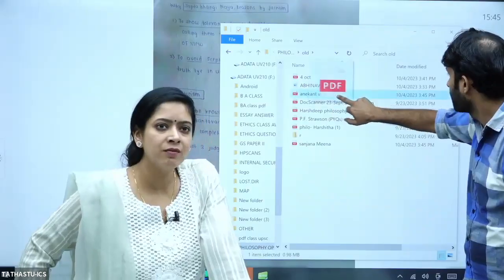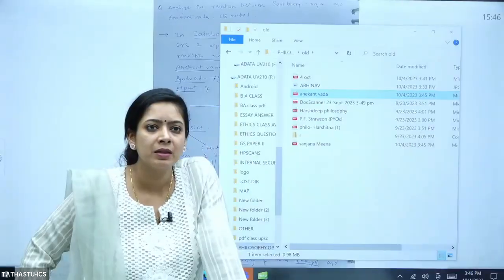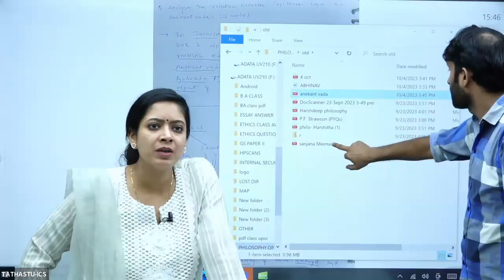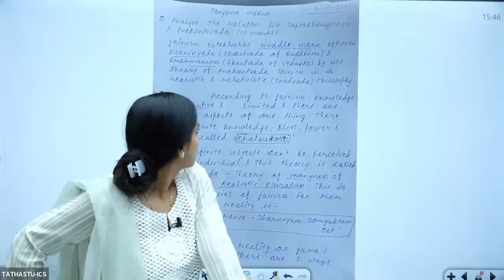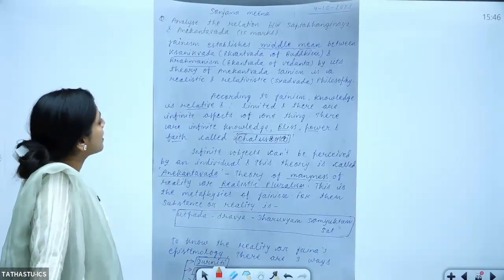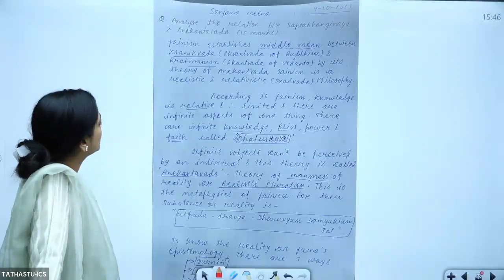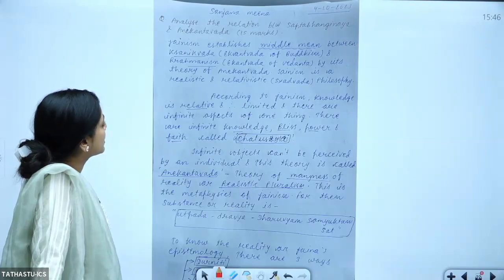It was Abhinav's answer, right? Very good Abhinav. Or was it Mayank's? Mayank. There is no option for sending a PDF. There is, people are sending, beta. Jainism establishes middle mean between Shanikvad, Ekantvad of Buddhism, and Brahmanism, Ekantvad of Vedanta by its theory of Anekantvad.